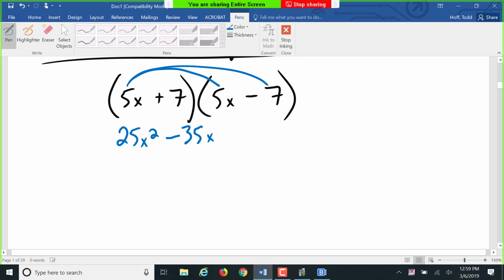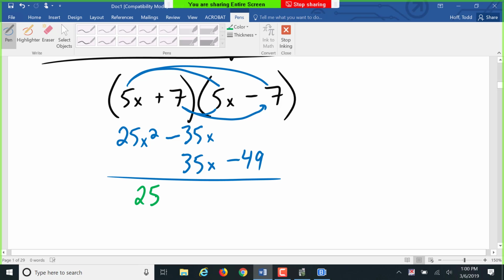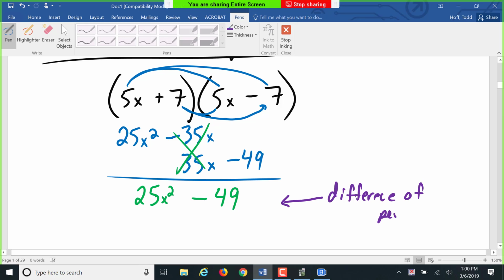Negative 35x. On the inside, 7 times 5x is 35x, or positive 35x. And 7 times negative 7 is negative 49. And when we go to combine stuff there, we have the 25x squared. Negative 35 and positive 35 cancel out, and we have minus 49. This result was what we referred to as the difference of perfect squares.